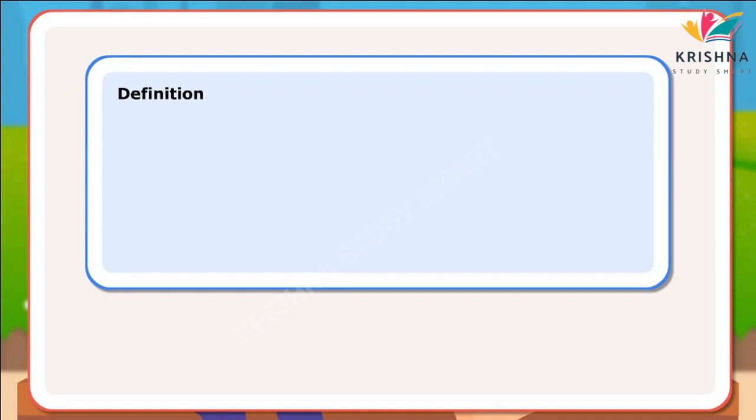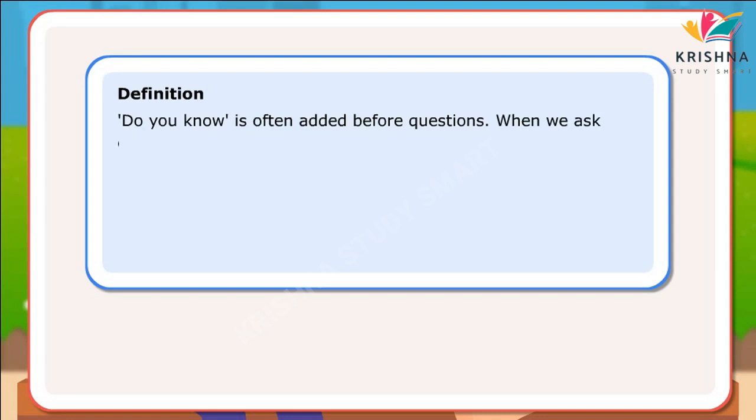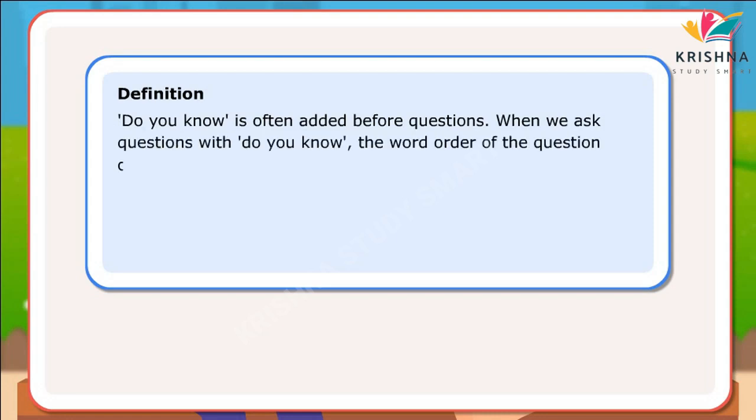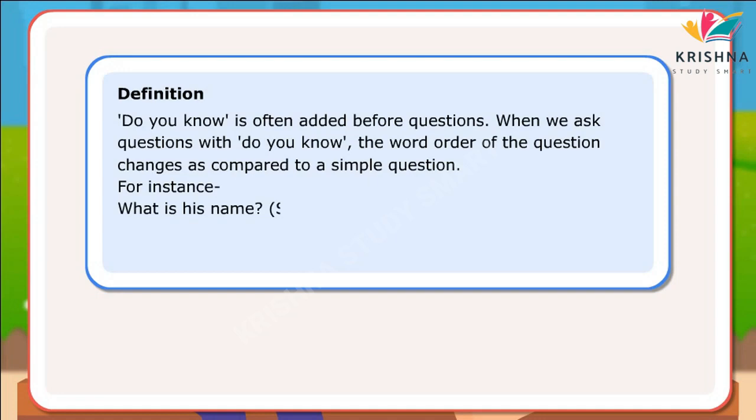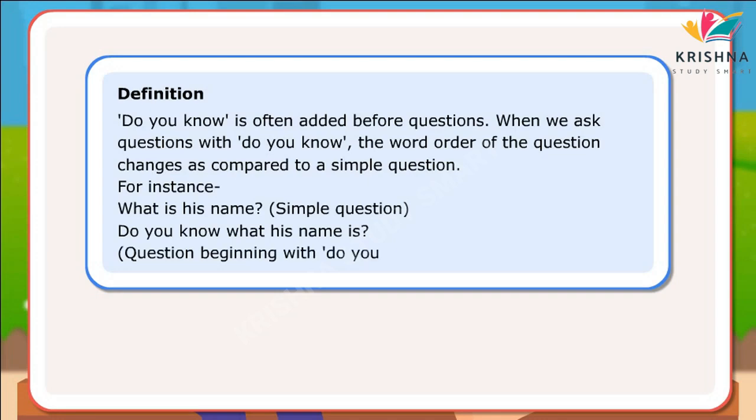Definition. Do you know is often added before questions. When we ask questions with do you know, the word order of the question changes as compared to a simple question. For instance, what is his name? is a simple question. Do you know what his name is? is a question beginning with do you know?